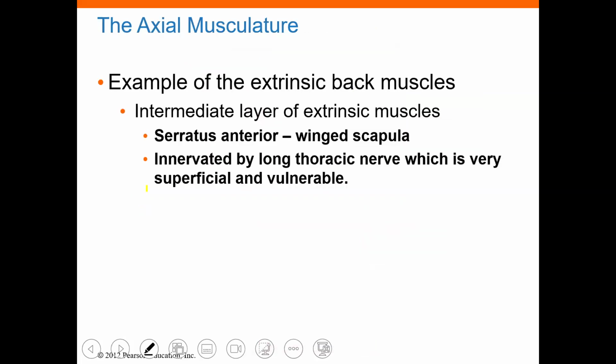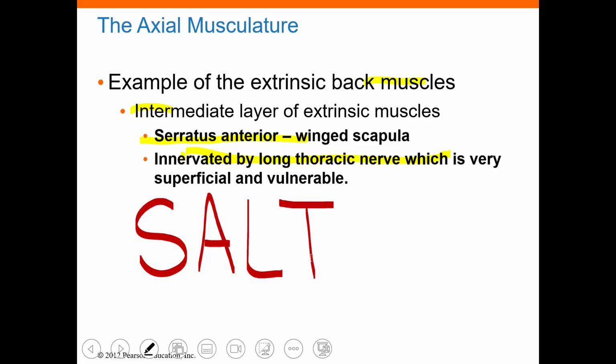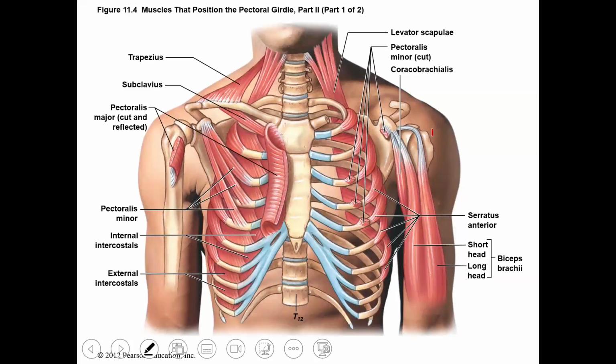Axial musculature here, examples of extrinsic back muscles is where we're at. Intermediate layer of these extrinsic muscles. We're going to look at serratus anterior, and it's innervated by the long thoracic nerve, which is superficial and vulnerable. So there's a mnemonic for this: serratus anterior, long thoracic nerve, SALT. Okay, SALT. And if this is damaged, you'll see a winged scapula. Winged scapula.